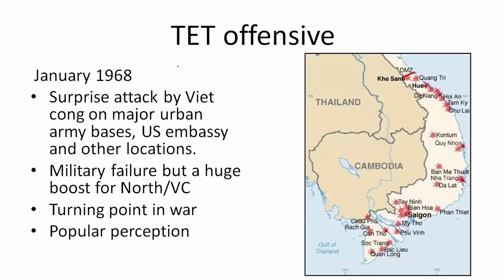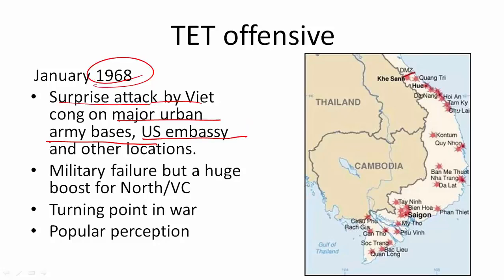Now we talk about the Tet Offensive. So by 1968, what was happening was that US government was telling its people that we are going to win very soon. In the next 5-6 months, we will win the war. This Viet Cong is almost over. But in January 1968, the Viet Cong launched a surprise attack on the major urban army bases, and also very famously on the US Embassy in Saigon.